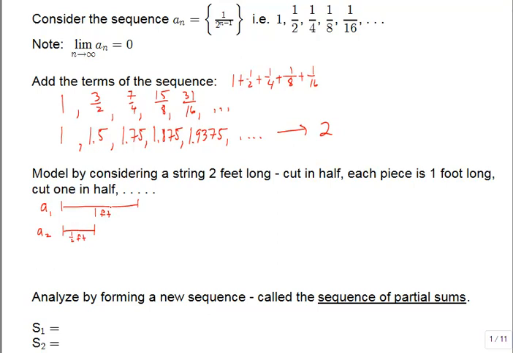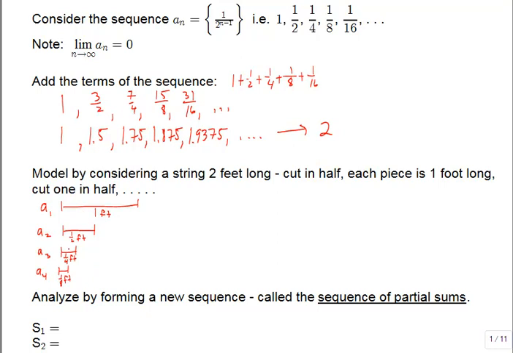Now from the other half that we're putting aside, we're going to take that half and cut it in half again. So that's going to be our A sub 3, and that's going to be 1/4 of a foot in length. Then we're going to take the other half of that 1/4 that we're not saving over here, and we're going to cut it in half again. So that would be A sub 4, which is now 1/8 of a foot, and so on. So we continue this process.